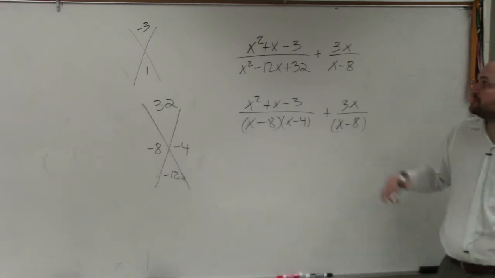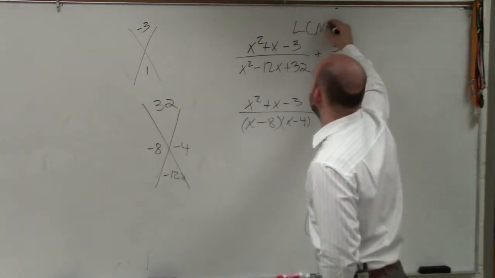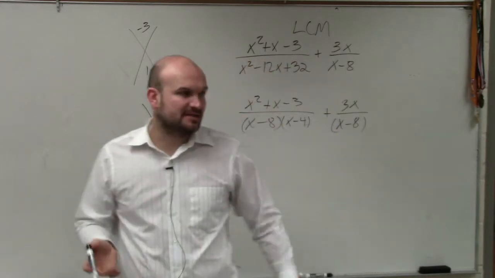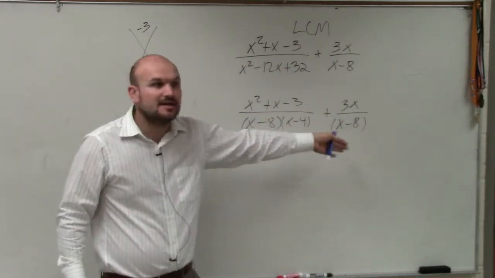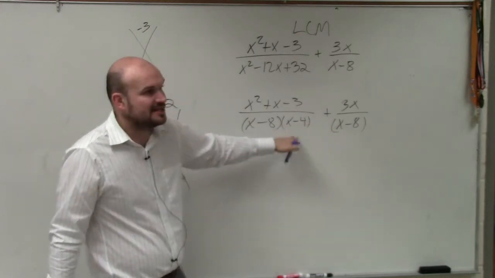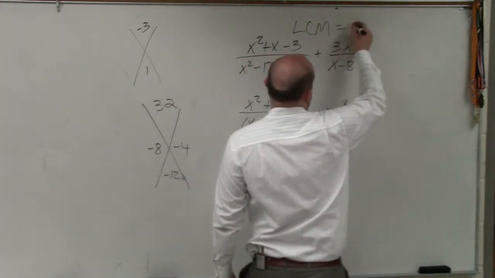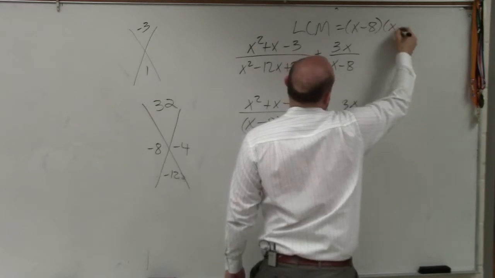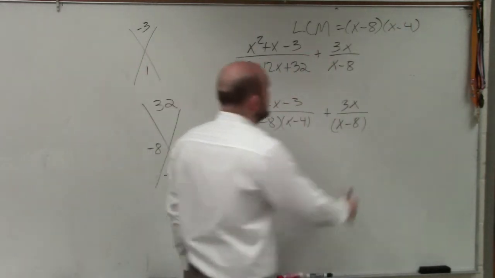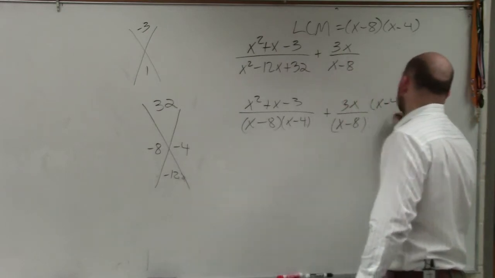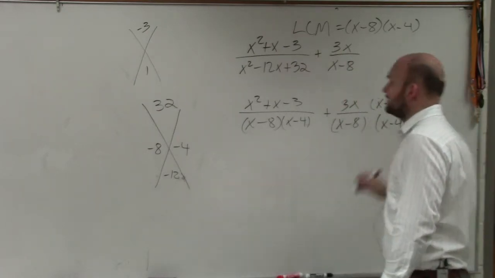Now we go through our first step and we say, all right, the LCM is going to be basically our, we don't have to multiply these because you can see they both share an x minus 8. So the only thing left they need to share is the x minus 8 times x minus 4. So now, to rewrite these so we can add them, I'm basically just going to multiply by x minus 4 in the numerator and the denominator.